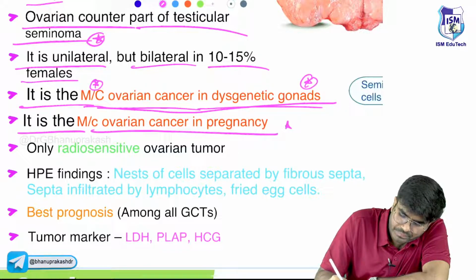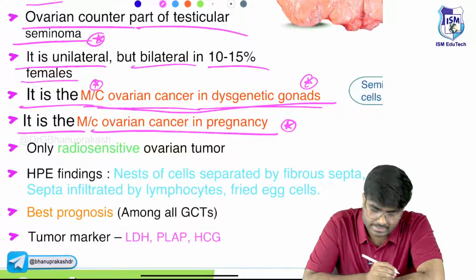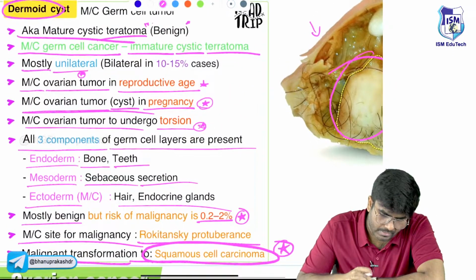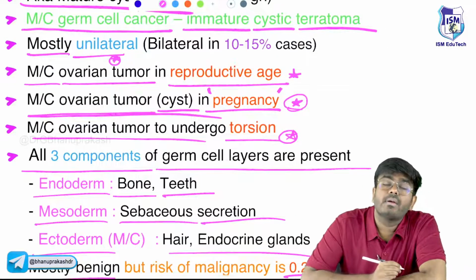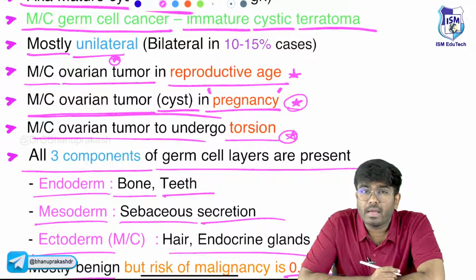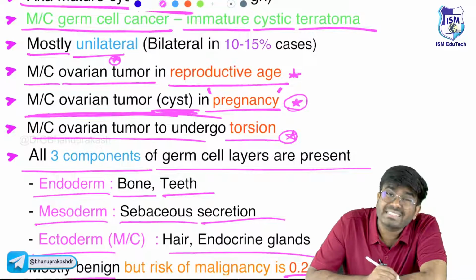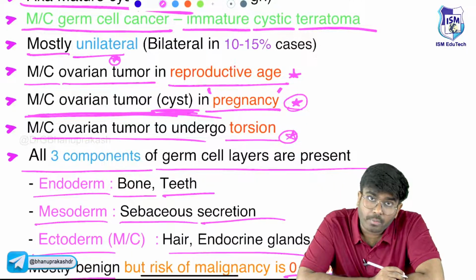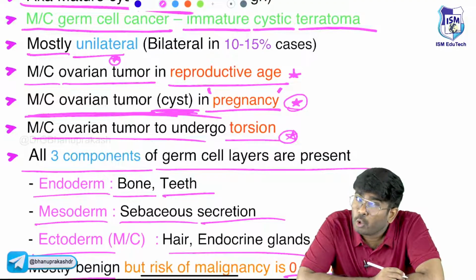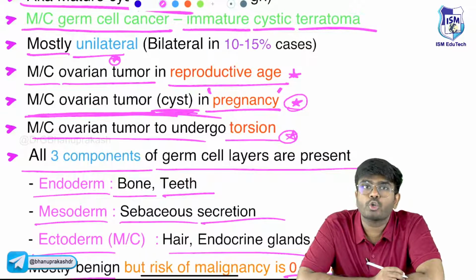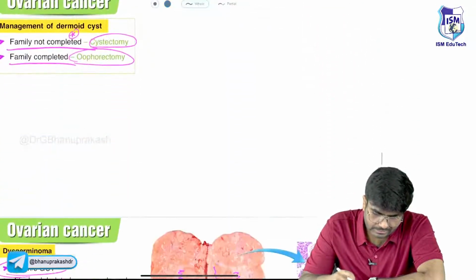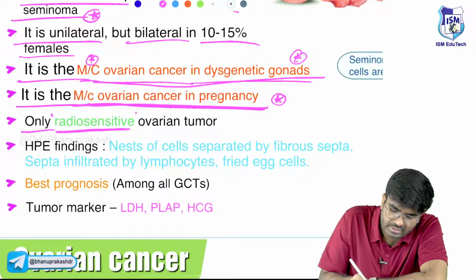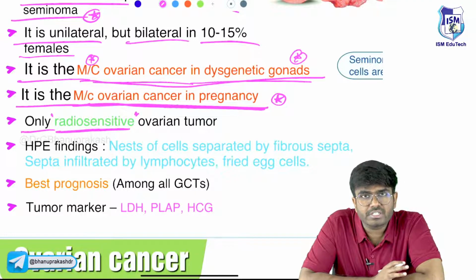It's the most common ovarian cancer during pregnancy. Now look here. In dermoid cyst or teratoma, I used the words most common ovarian tumor, not cancer. The most common ovarian cancer during pregnancy is the dysgerminoma. The most common ovarian cyst or tumor during pregnancy is the teratoma, which will undergo torsion. Don't forget that. Next, it's the only radiosensitive ovarian tumor, meaning very much treatable with radiotherapy. Highly radiosensitive is dysgerminoma.